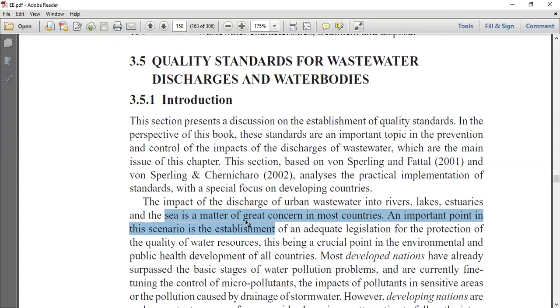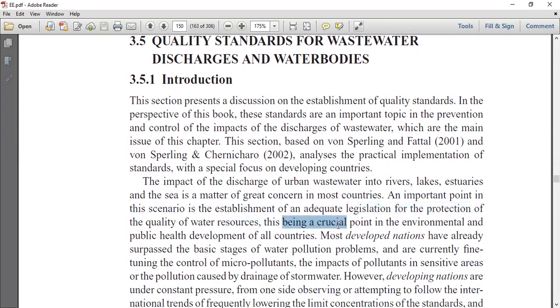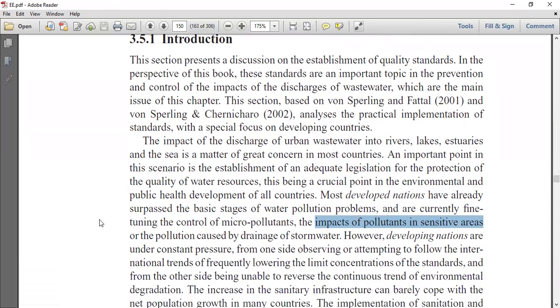An important point in this scenario is the establishment of adequate legislation for the protection of the quality of water resources. This being a crucial point in the environmental and public health development for all countries, most developed nations have already surpassed the basic stages of water pollution problems and are currently focusing on targets in the control of micropollutants, the impact of pollutants in sensitive areas, or the pollution caused by the drainage of stormwater.